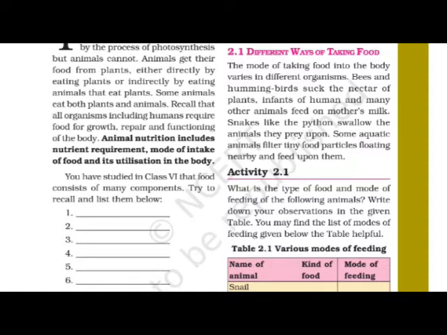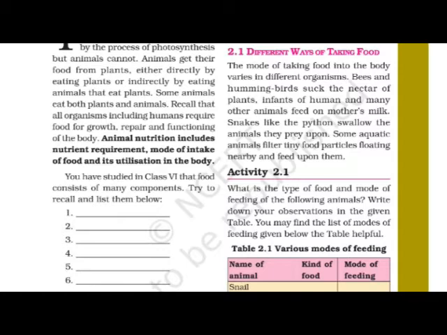Bees and hummingbirds suck the nectar of plants. We know the bees and hummingbirds. What do they do? They suck the nectar of plants. Infants of humans. Infant means what? Small babies. Okay. Infants of humans and many other animals feed on mother's milk. If we compare bees and hummingbirds, their mode of taking food is different. And infants of humans and other animals depend on the mother's milk. So their mode of taking food is different.